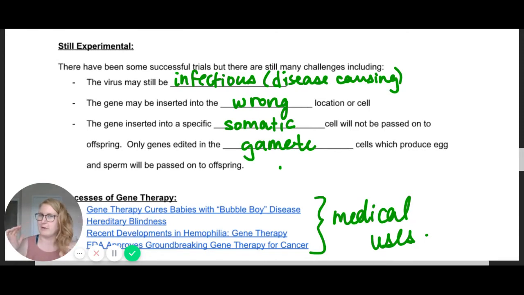So remembering that there are 46 chromosomes in our DNA, in our nucleus rather. And so what if it's supposed to insert it in chromosome number 1, but accidentally does it in chromosome number 8? Well, that's going to disrupt the functioning of chromosome number 8. So you actually haven't solved the problem in doing that. So that is still a big issue that's happening. If the gene is only inserted in a somatic or a body cell, it won't be passed on to the offspring. So only genes that are edited in gamete cells, such as the gametophytes, we call them, early egg and early sperm cells, unless that's the location, then it's not going to be passed on to offspring.